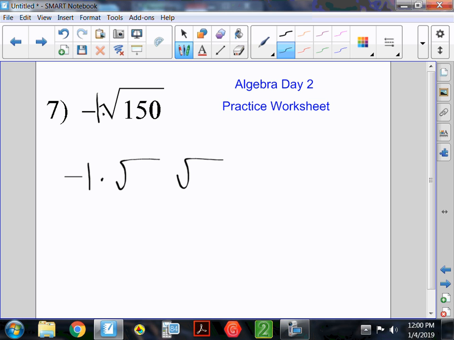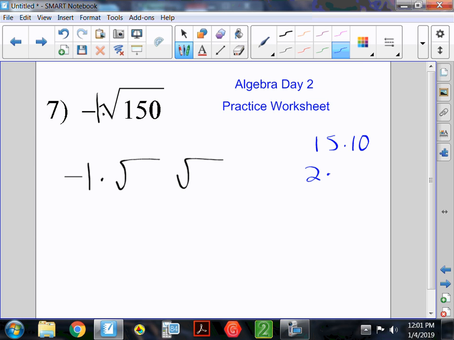Different things might come to mind, like 15 times 10. But when you start just trying to come up with numbers that work, for some students that's easy to do, and for some students that is not very easy to do. And so a systematic, structured way to go about it is just to start with your small prime numbers and work your way up.